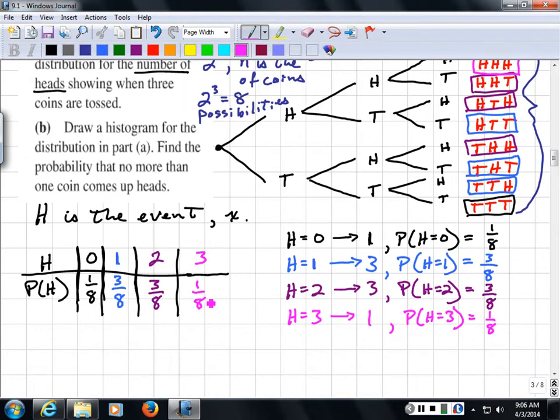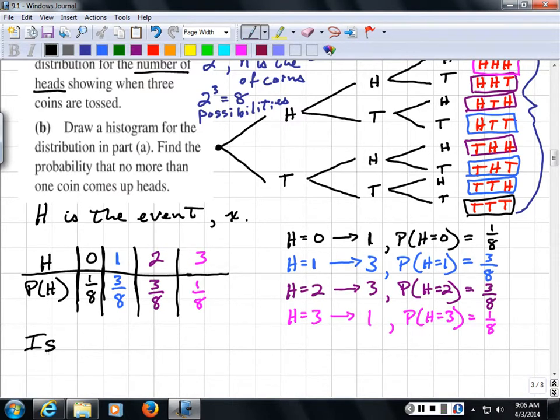Okay. But before we do that, we need to verify, is this an actual probability distribution? How do I verify that? Every probability has to be between 0 and 1. Is that true? Does the sum of 1/8, 3/8, 3/8, and 1/8 add up to 1? Yes, it does.